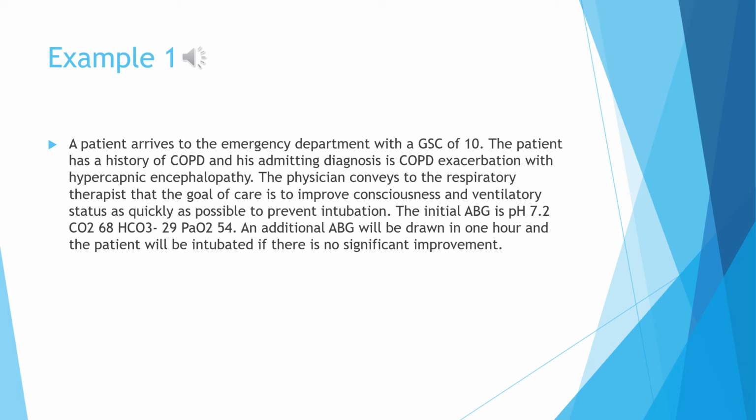In example 1, we have a patient who arrives to the ED with a GCS of 10. The patient has a COPD history, and his admitting diagnosis is a COPD exacerbation with hypercapnic encephalopathy. The physician tells the respiratory therapist that his goal is to improve consciousness and ventilatory status as quickly as possible to prevent intubation. With an initial ABG of a pH of 7.2, CO2 68, bicarb 29, and a PaO2 of 54. He says an additional ABG will be drawn in an hour, and if there's no improvement, then the patient will have to be intubated.